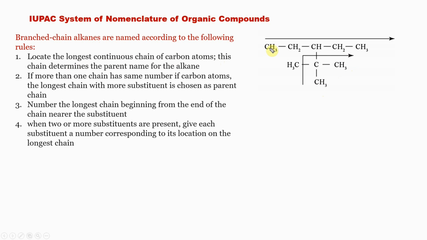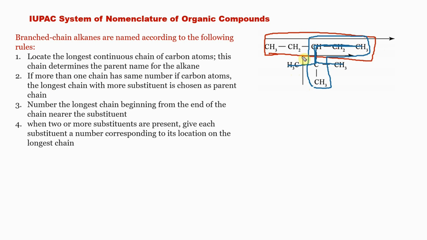Now imagine this: 1, 2, 3, 4, 5. This is the longest chain, correct? But is this the only longest chain possible? Not really. Here too there are 5: 1, 2, 3, 4, 5. I can also do 1, 2, 3, 4, 5. See how many possibilities there are. But all the blue ones are similar. They are all actually the same.